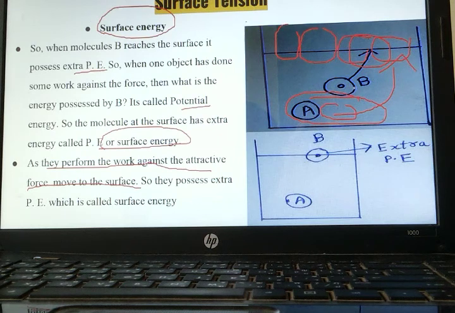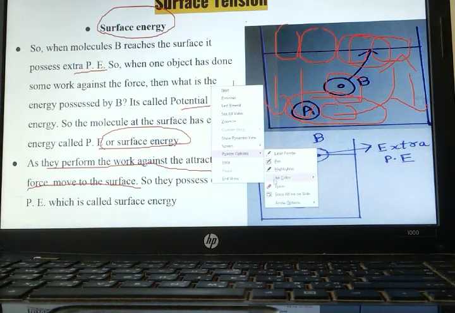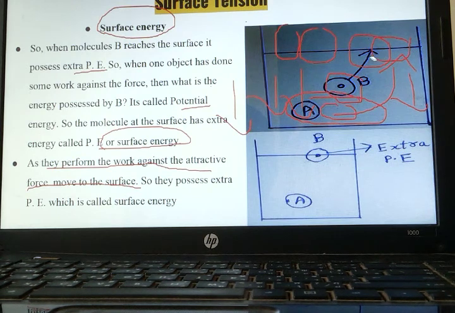देखो molecule B इसका क्या tendency है? To move downwards. Any molecule will always move downwards due to acceleration due to gravity. But this molecule B is moving upwards. ये molecule B कहाँ पे जाएगा? ऊपर जा रहा है. As molecule B moves upwards, it will gain potential energy. इसके पास क्या आ जाएगा? Potential energy आ जाएगा. And this energy is called surface energy as well. इसको क्या बोलते हैं? Surface energy भी बोलते हैं.